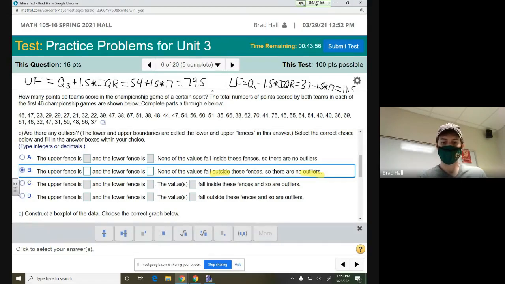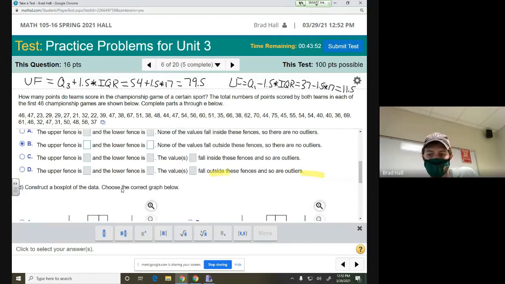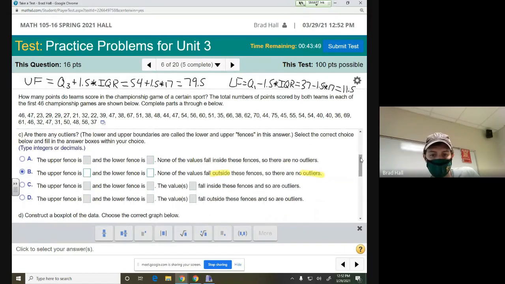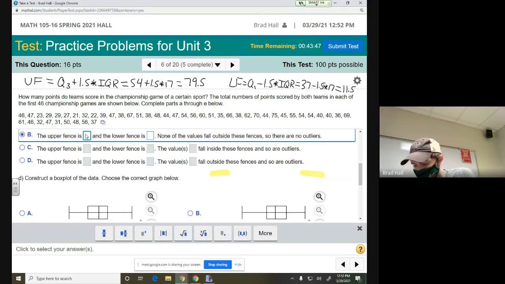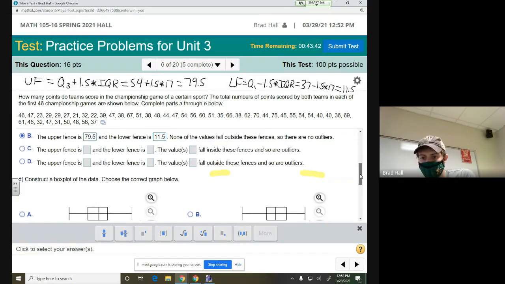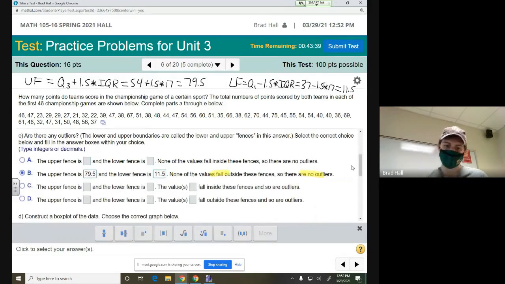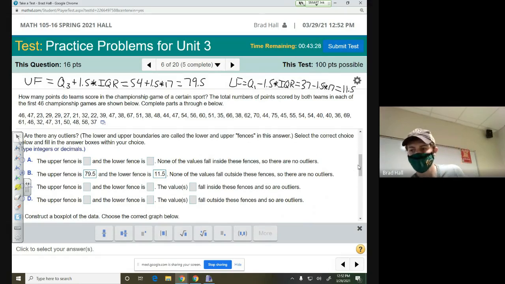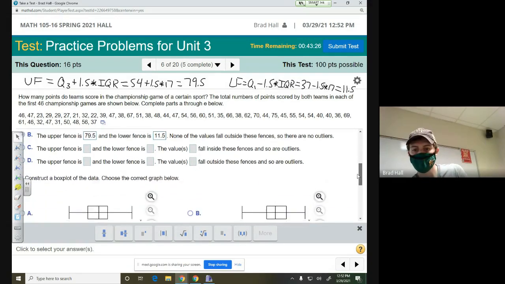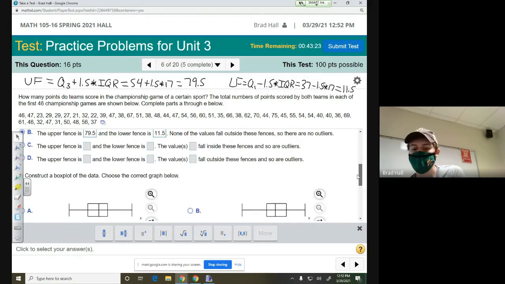And they just want us to provide the fence values. So we have that the upper fence is 79.5, the lower fence is 11.5. So we have that for the upper and lower fence. After that, they want us to create a box plot of the information, in particular the 5-number summary.